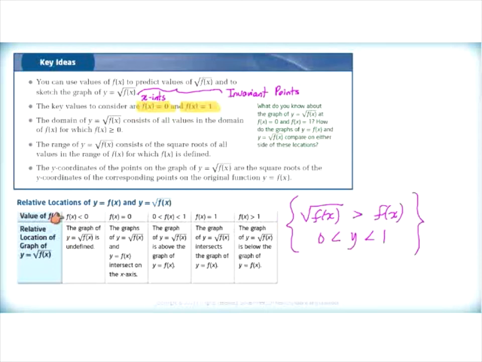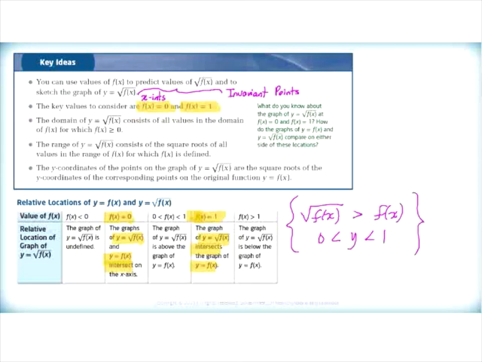So in this case, when f of x is less than 0, that means that the graph of the original function is below the x-axis. The graph of the square root function is undefined because, again, you cannot take the square root of a negative number using the real number system. When f of x is equal to 0 and when f of x is equal to 1, that's where the two graphs will intersect.